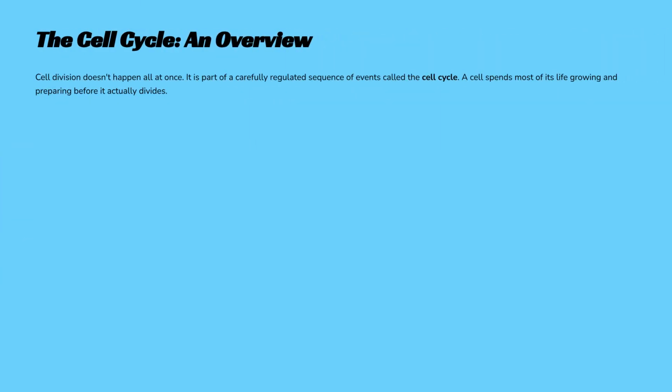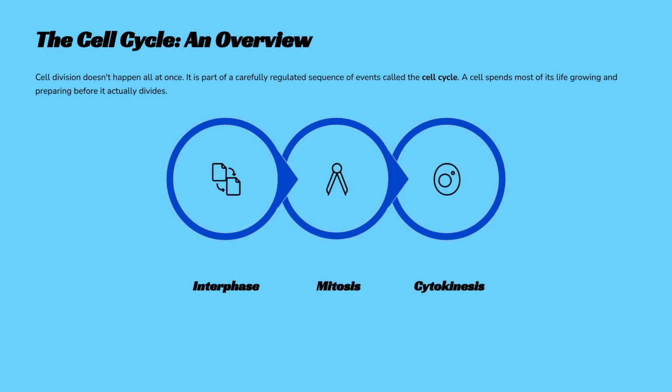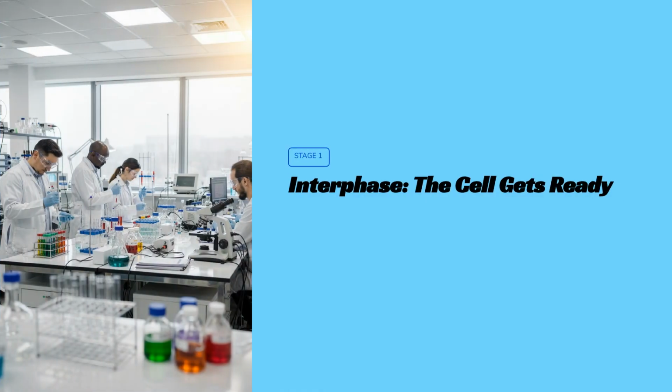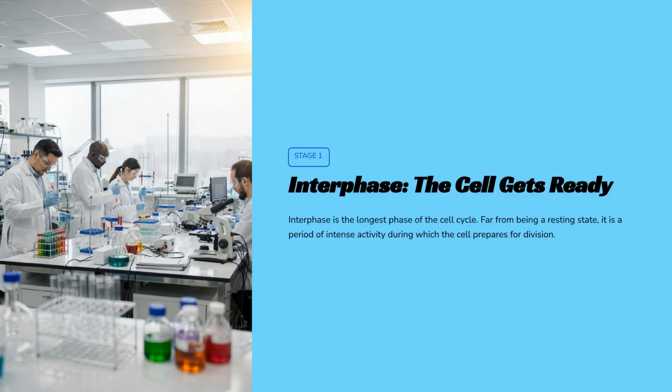The cell cycle is a regulated sequence of events leading up to cell division. It consists of three main parts: interphase, mitosis, and cytokinesis. This cycle ensures division is orderly and accurate. Stage 1 of the cell cycle is interphase, the longest phase.